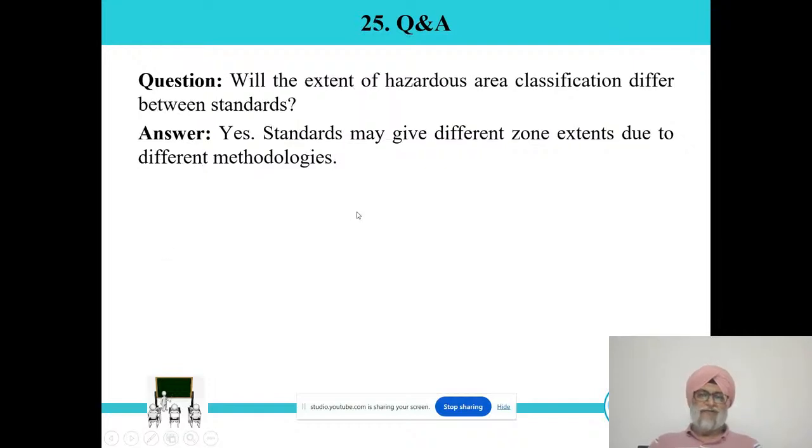Question number 25. Will the extent of hazardous area classification differ between standards? Yeah, major. Sometimes there is a major difference. A standard may give a different zone extent due to the different methodology. Basically, Indian standard and NFPA use, we can say, an example method, more qualitative, whereas IEC is quantitative.